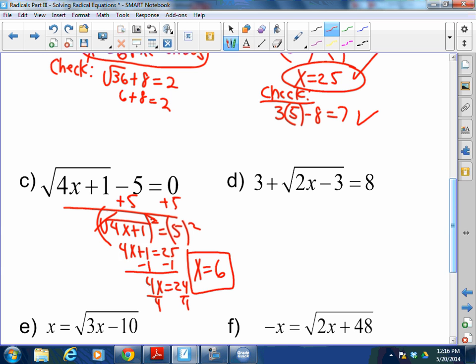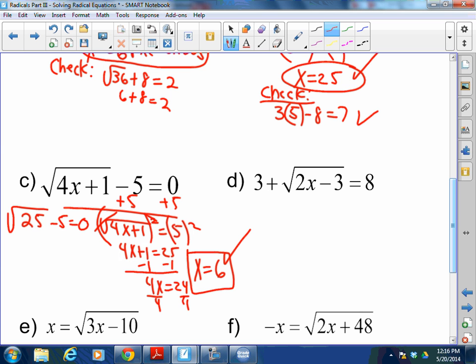I got to test it though. So I have the square root here of 24 plus 1, which is 25, minus 5. Does that equal 0? Oh yeah. Because square root of 25 is 5. 5 minus 5 is 0. So it works.